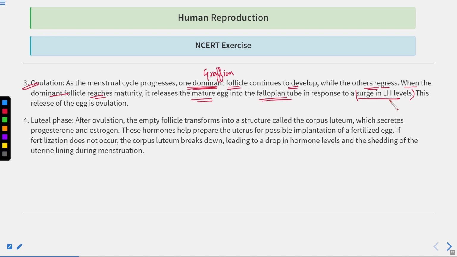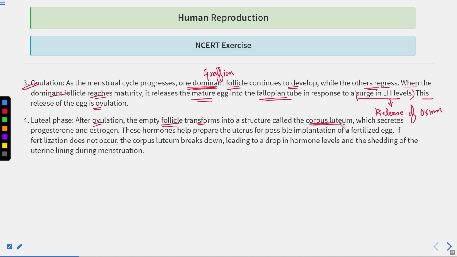So what is the role of LH? Release of the ovum. Now this release of the egg is known as ovulation. Now what happens to the rest of the structure? The Graafian follicle has been broken down and there is a release of the ovum, and the remaining structure gets transformed into the corpus luteum. So after ovulation, the empty follicle transforms into the structure called the corpus luteum.